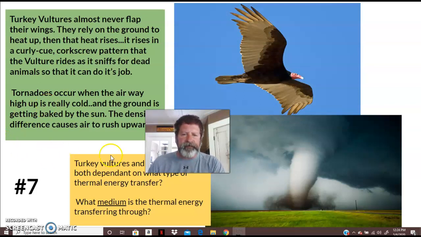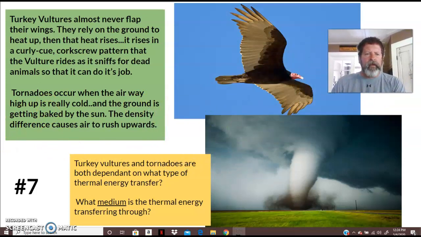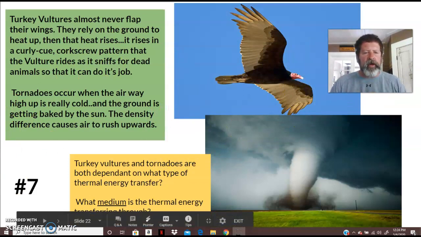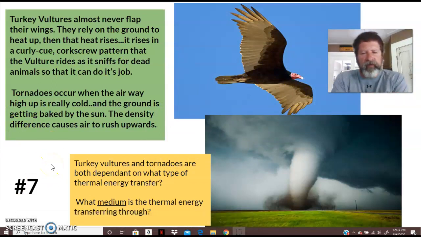Okay, so here's my question for you. Turkey vultures and tornadoes are both dependent on what type of thermal energy transfer? If you think of the 3 types: convection, conduction, radiation. And then what medium is the thermal energy transferring through? That's your question for number 7. Don't have 3 choices on that one, just have to see if you can tackle that one. Your last question.